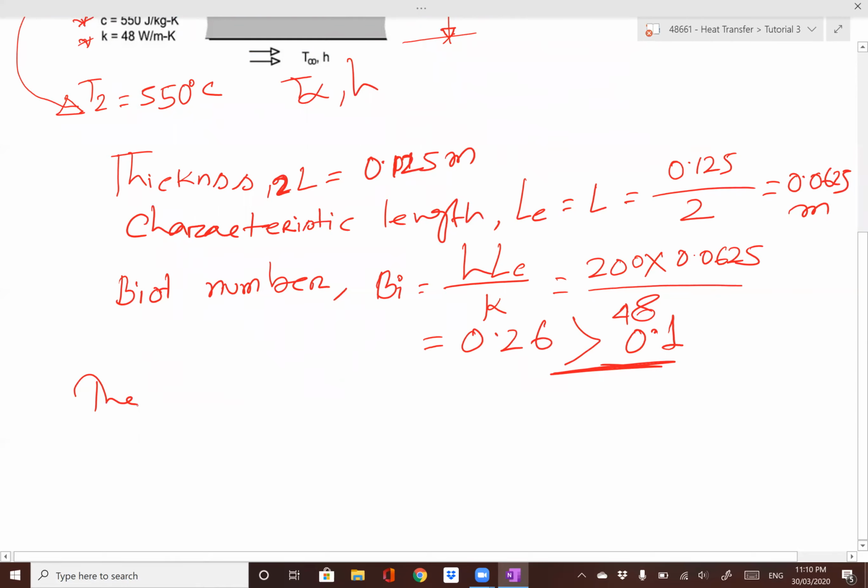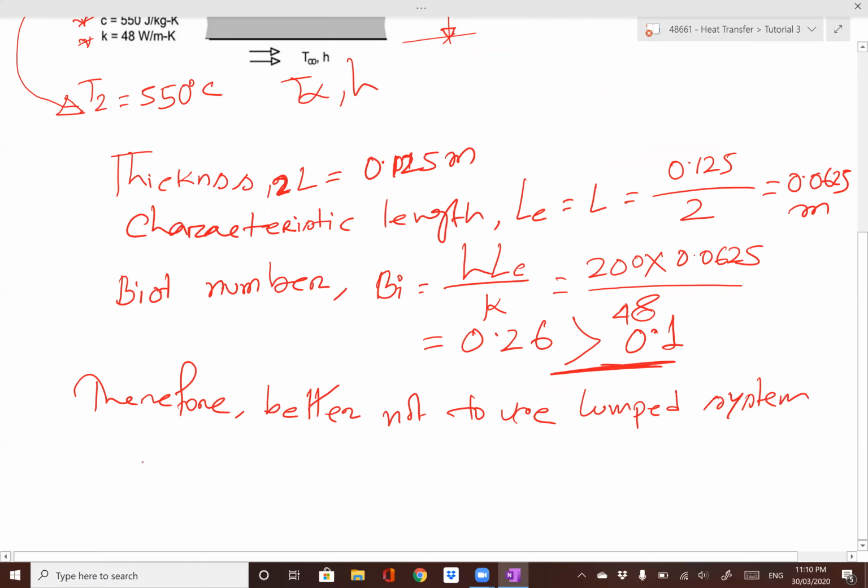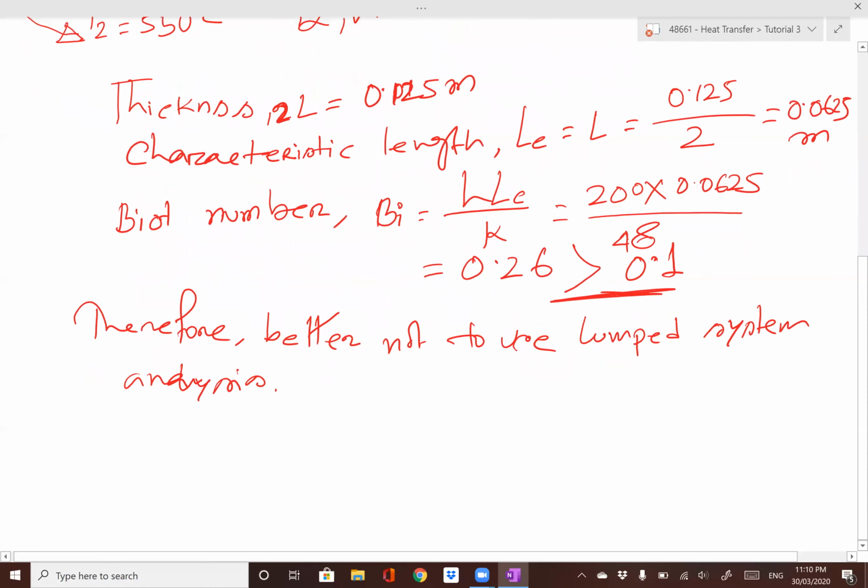Now in this condition, we can't use the lumped system analysis. So therefore, it is better not to use the lumped system analysis. So we will use the transient one-dimensional model to solve this problem.